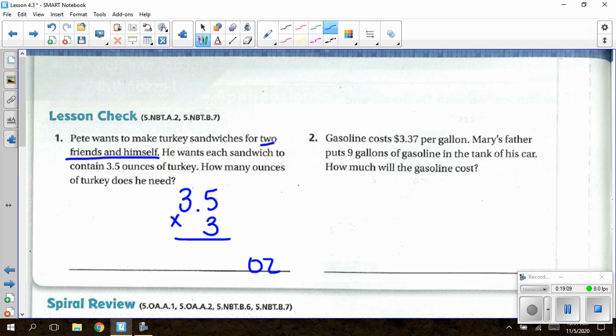Number 2, gasoline costs $3.37 per gallon. Mary's father puts 9 gallons of gasoline in the tank of his car. How much will the gasoline cost? So to find our total cost, take 1 gallon times 9, and that will give you your total cost of how much money it would take for 9 gallons of gas.